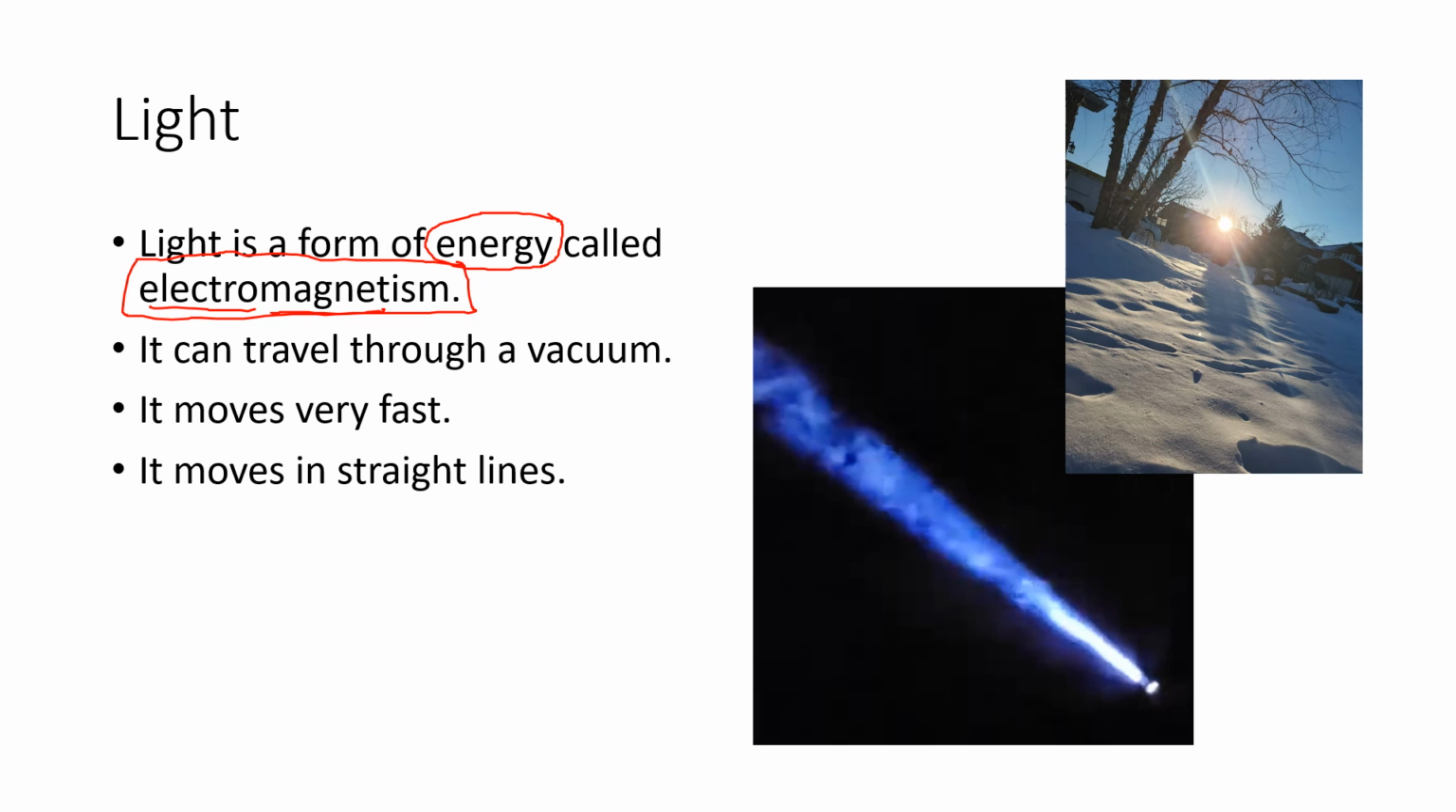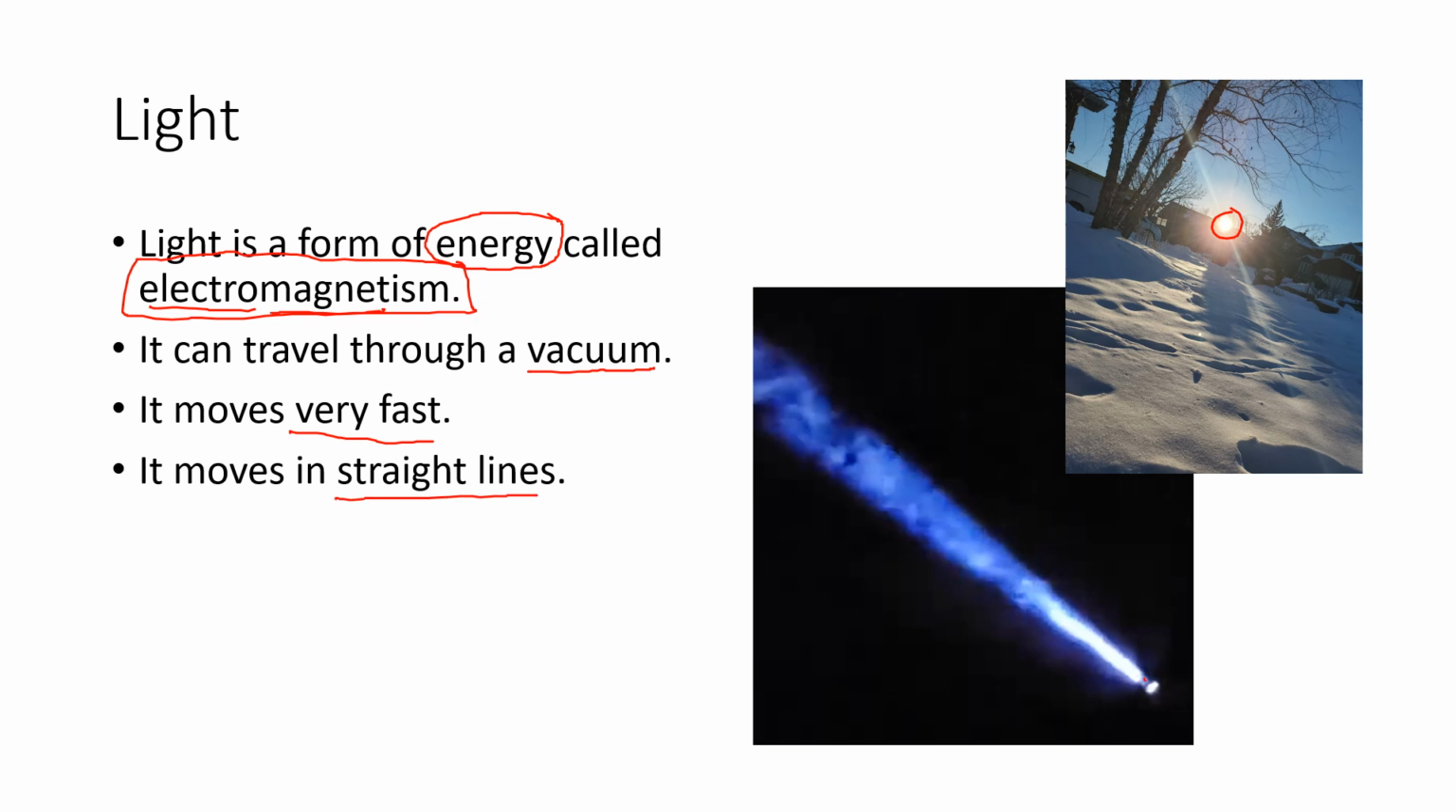A couple other properties of light is that it can travel through nothing, a vacuum. The sun is way out in space, 150 million kilometers away. And in order to get here, it has to travel through the emptiness of space. So that is a property of light. It goes very, very fast. It only takes about 8 minutes for light to travel the 150 million kilometers. And it always goes in straight lines.